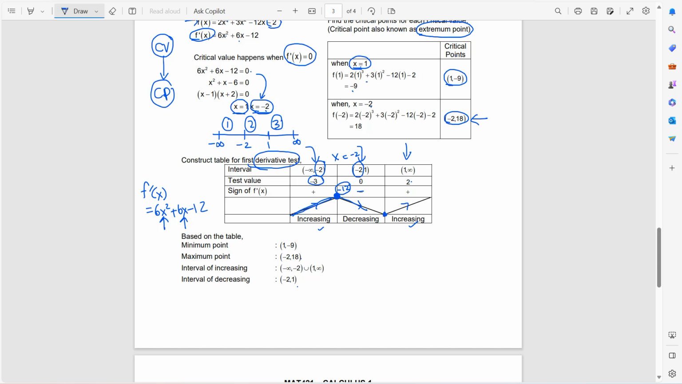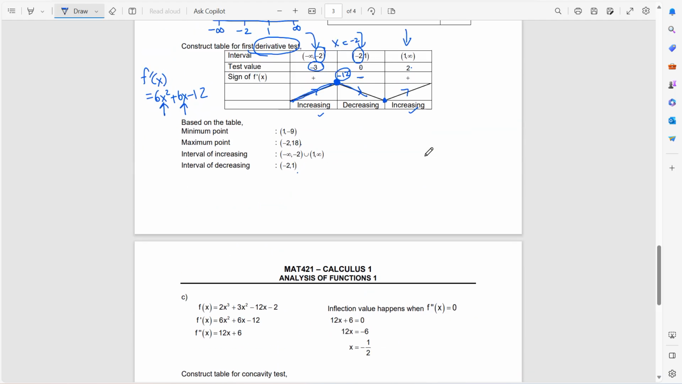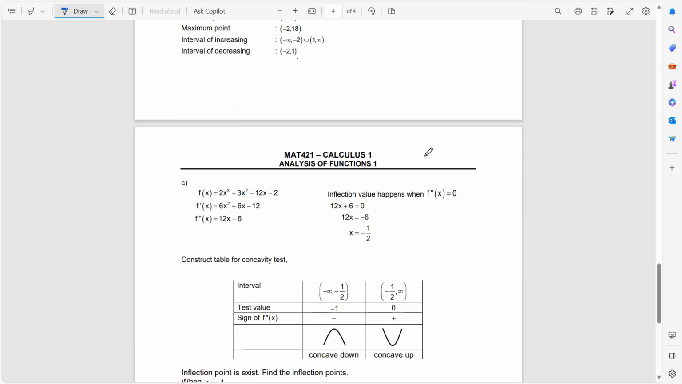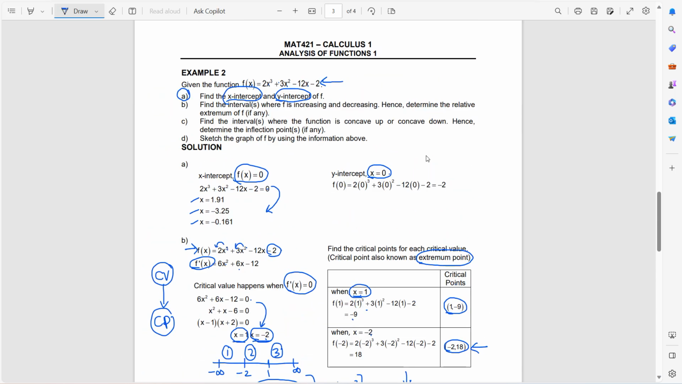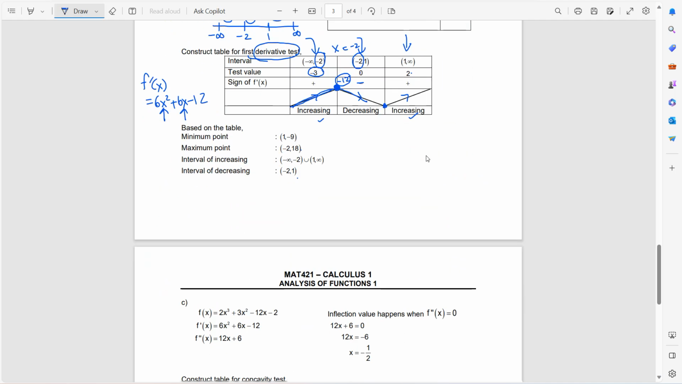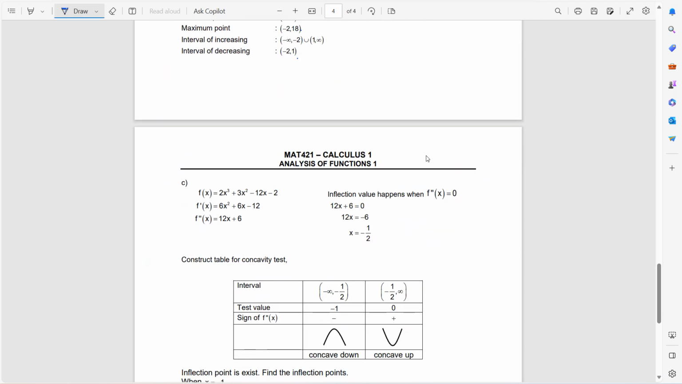Okay, then we are ready to do the second derivative test for the interval of concave up or concave down. What we should do is differentiate again. This is our original function, this is our first derivative, and this one is our second derivative. You bring down the power, get 12x, and then this one is 6.